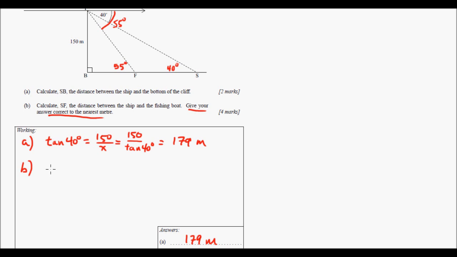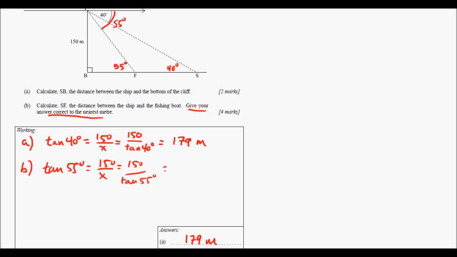I always digress in these. Okay, so I'm going to find BF first, or BFF. I'm just on fire today. So I'm going to do tangent 55 degrees equals 150 over x. So it's going to be 150 divided by tan 55. And what do we get there?